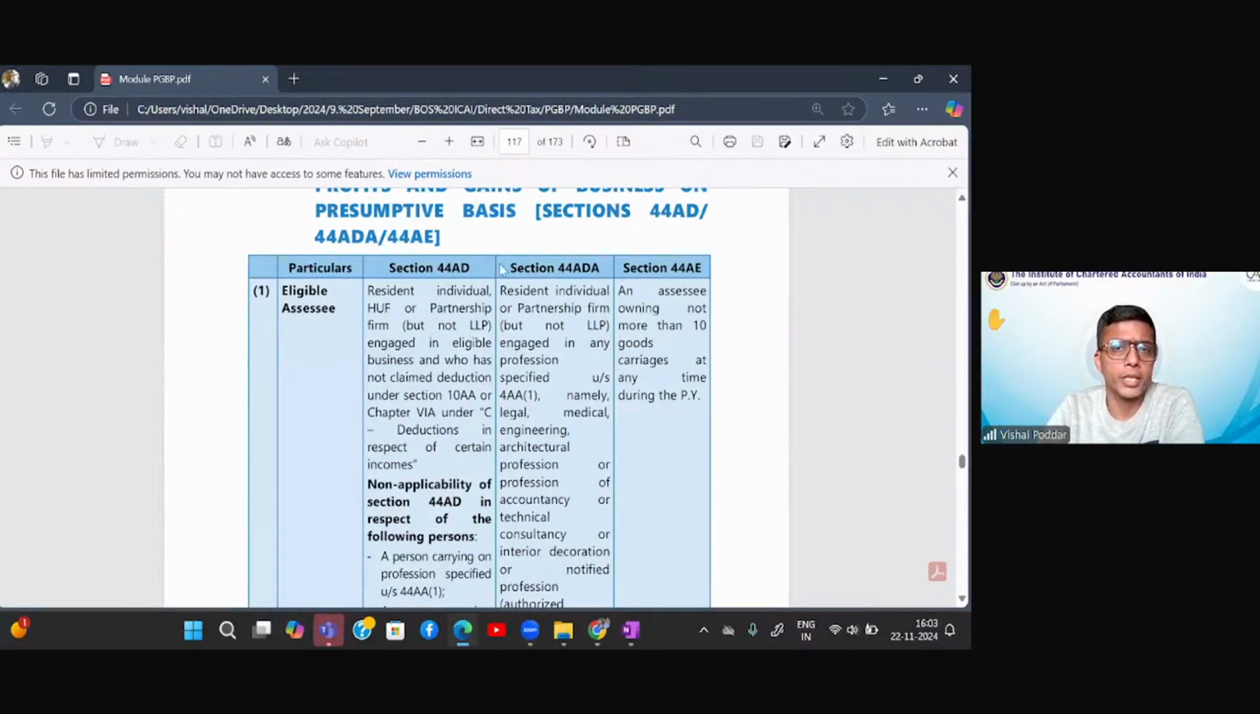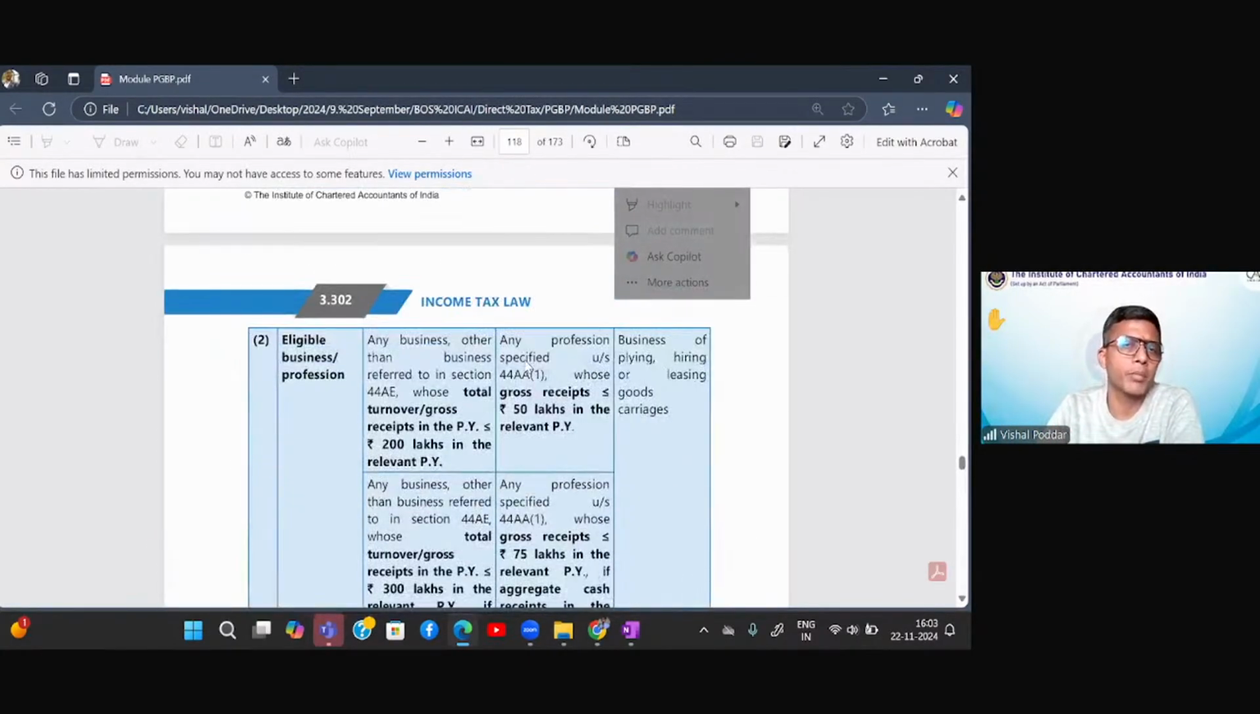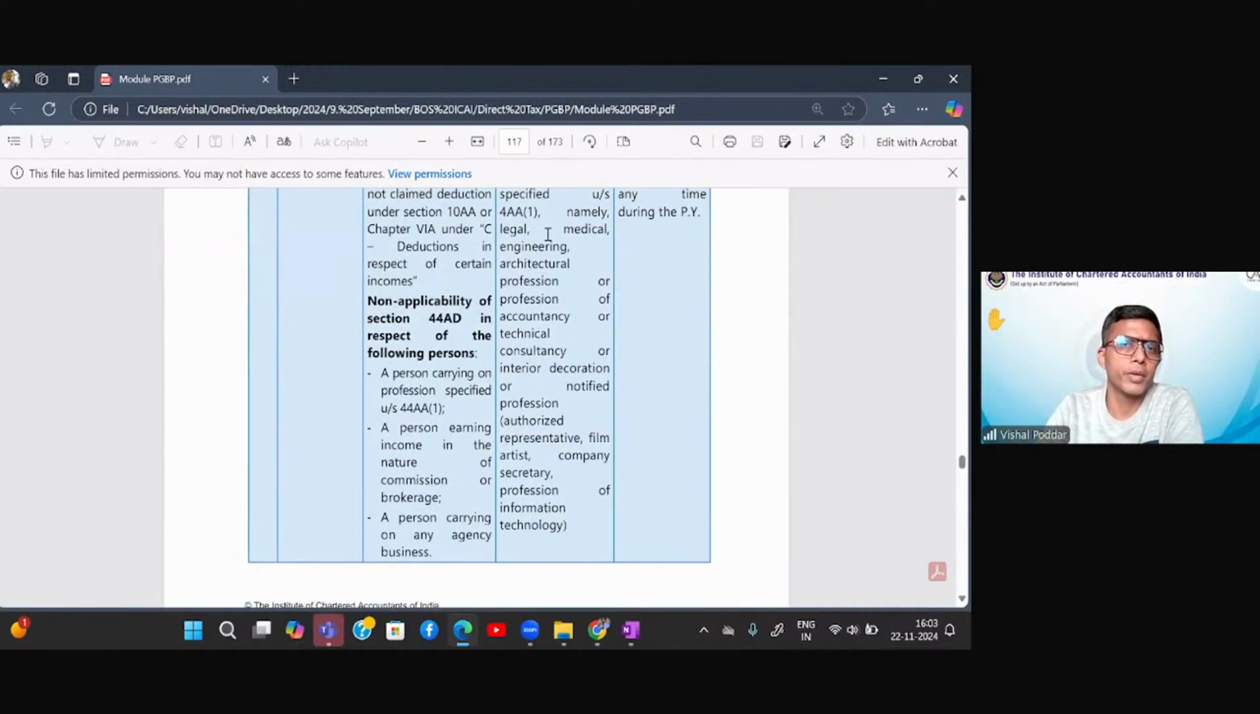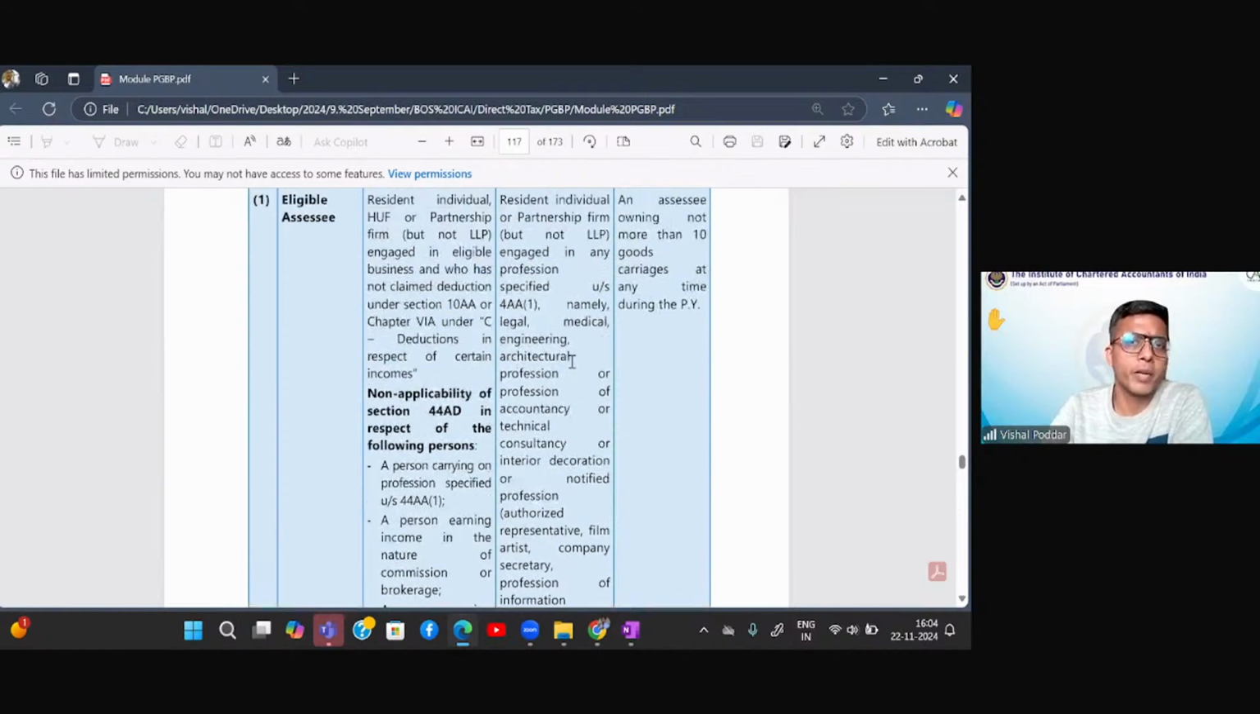Then comes the second section, 44ADA. I call it 44ADA, where ADA means style, and who has style? Professionals have style. So it is applicable to professions which are specified. And what are specified professions? You'll see the list over here. It is the legal field, that is lawyers, doctors, engineers, architects, chartered accountants, company secretaries, interior decorators. These are all treated as specified professions.